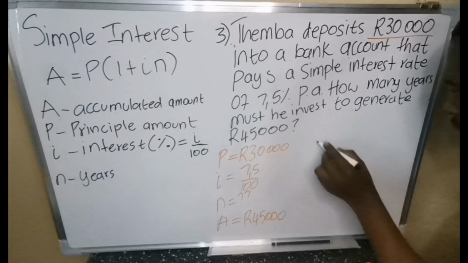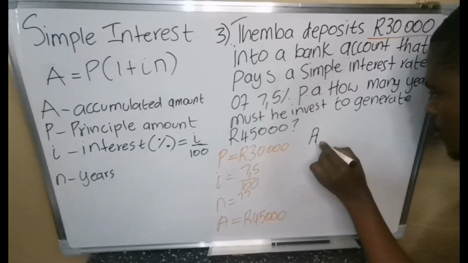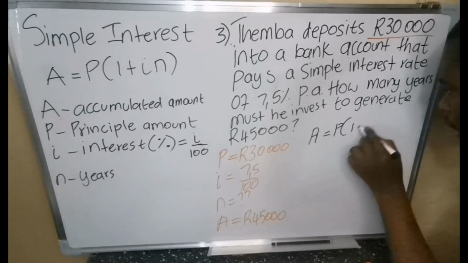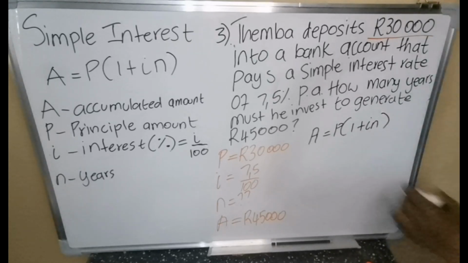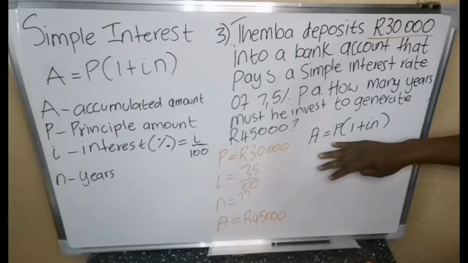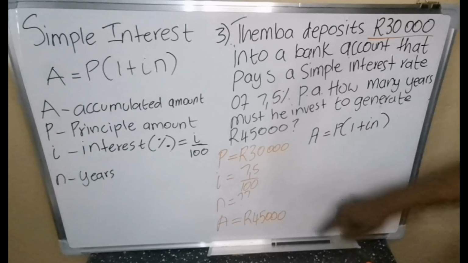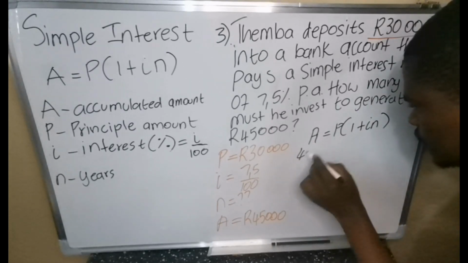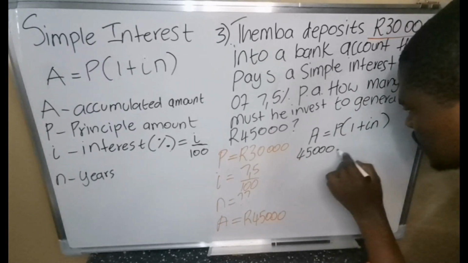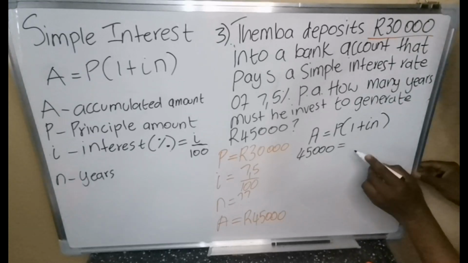Now, let's apply the formula here. A equals P times (1 plus I times N). And again, they told you it is simple interest, so already you know you're going to use this simple interest formula. Now, what is the value of A? 45,000 rand equals, what is the value of P? 30,000 rand.